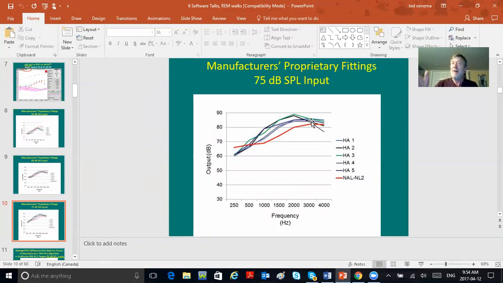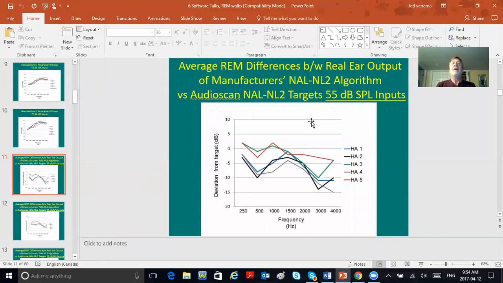In a way, the proprietary fitting methods are acting kind of old-fashioned. So it's interesting to note. Very interesting. Now, here are REM differences, real ear differences between the real ear output of manufacturers' NAL2 algorithms.